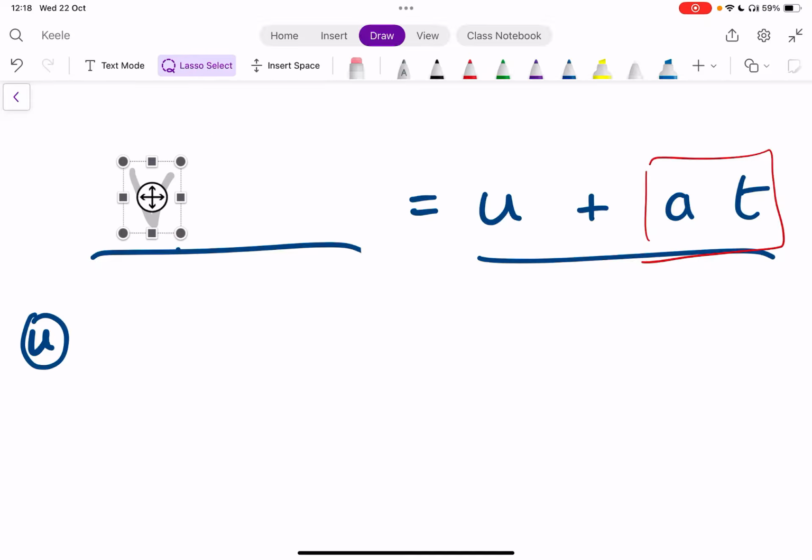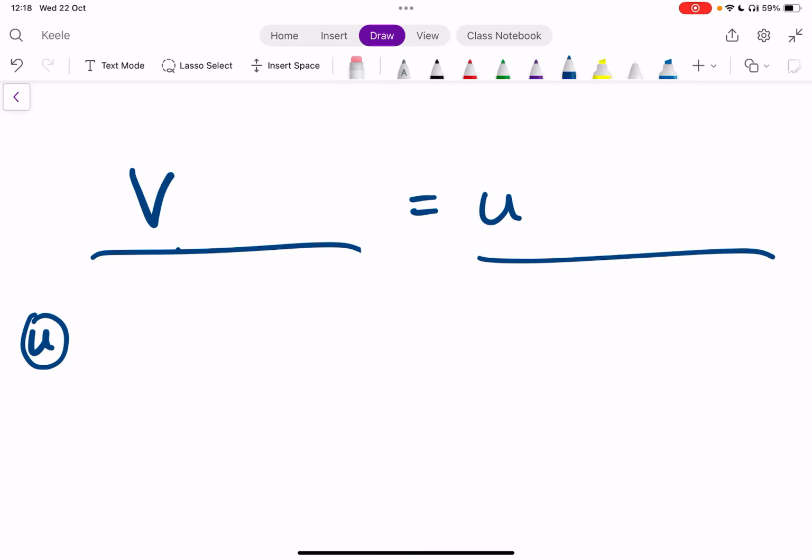Now we've got very used to sticking things on the underneath on the other side, so we have to remember that rule, do the opposite. This isn't times AT, this is plus AT. How do I get rid of plus AT? I do the opposite, I take away AT. So we pick up the AT and we do take away AT on that side. So that's nice and easy. All right, let's go for something a little trickier.